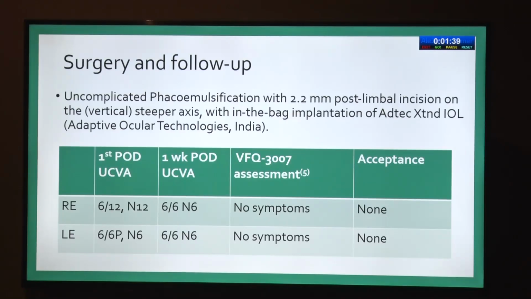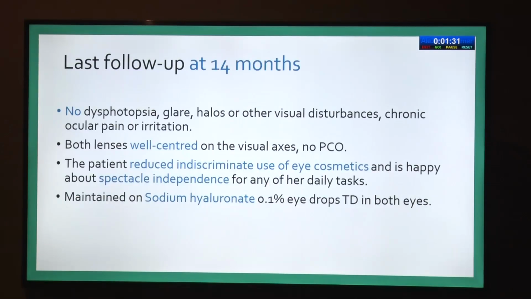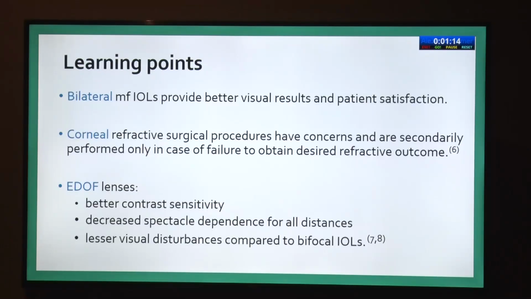And at the end of the first POD, she had 6/6 vision, and a visual function questionnaire, VFQ 3 out of 7, showed no symptoms and no acceptance issues. At last follow-up, she had no symptoms, the lenses were well-centered, without PCO. She had reduced her indiscriminate use of eye cosmetics and was very happy about the spectacle independence, and had to be maintained, of course, on sodium hyaluronate eye drops all her life.